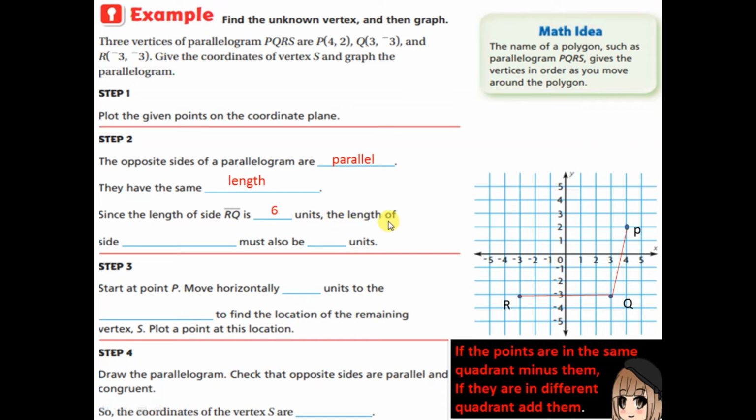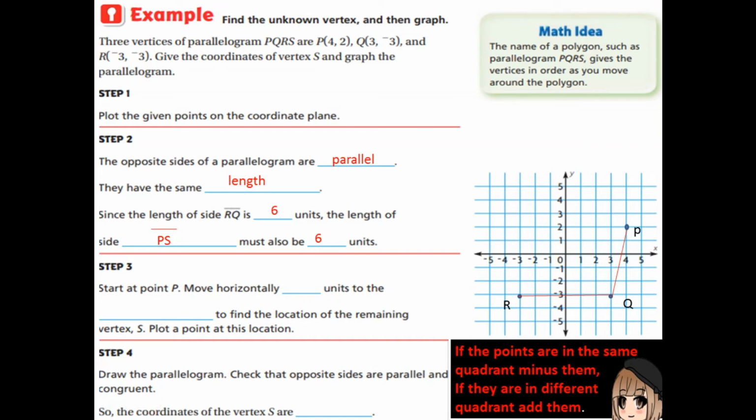The length of which side is equal to RQ? The other side here, right? The opposite side, P and S here, right? So it should be PS. It must also equal 6. So the side here should equal the side here. They both should be 6.